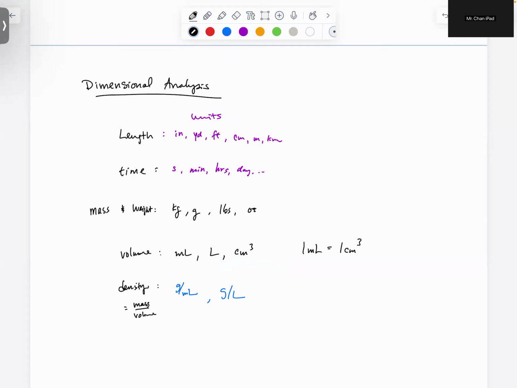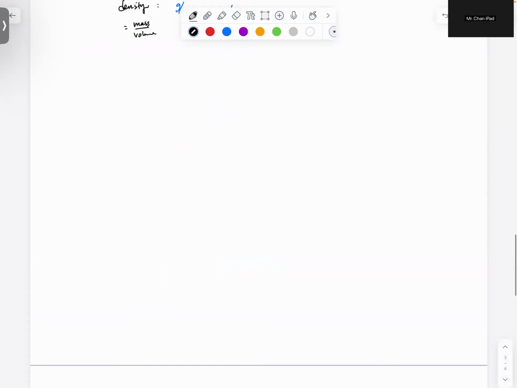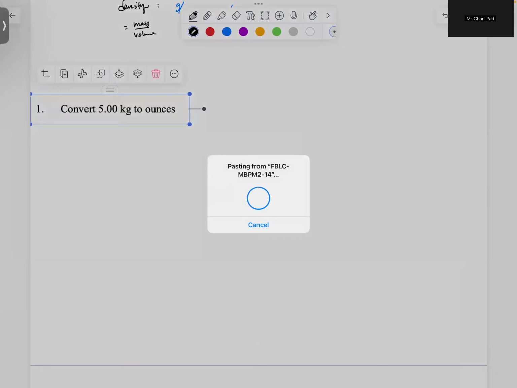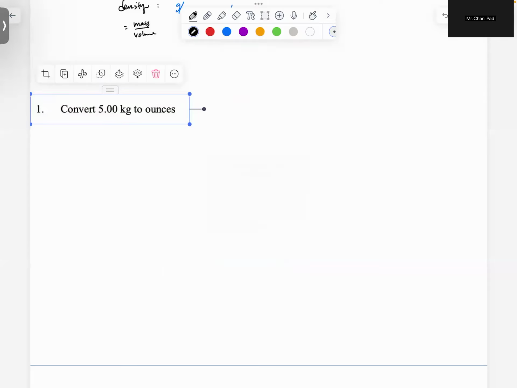Great. Okay, that's great. So if you look at your worksheet number 4, question number 1, okay, it says, hey, could you go ahead and convert 5 kilograms to ounces? So this one is just change of units. There's no change in dimension because kilograms is mass or weight, and ounces is still mass or weight. But now, how do we figure this one out?